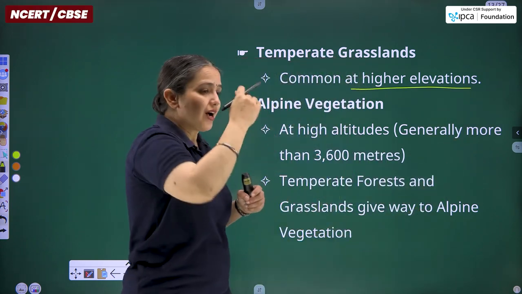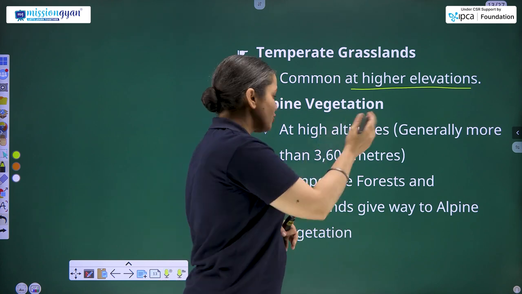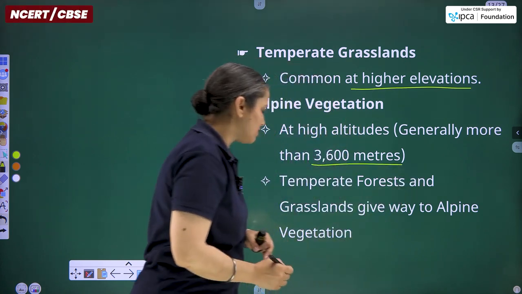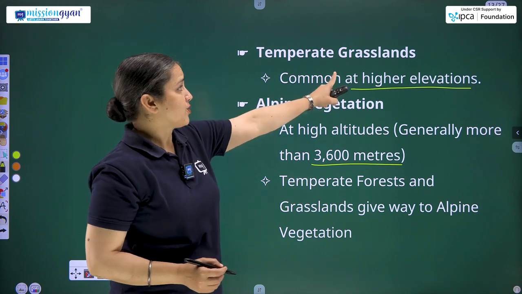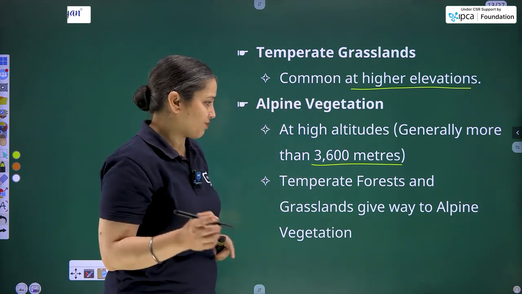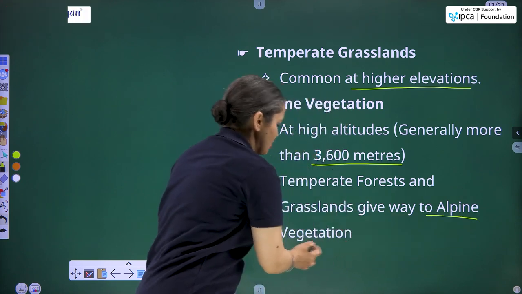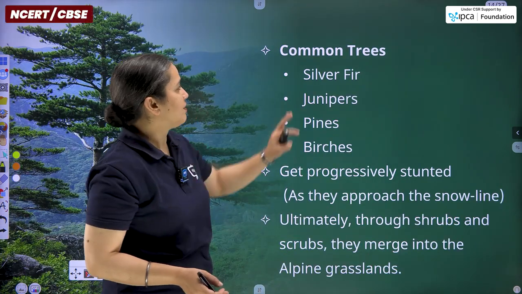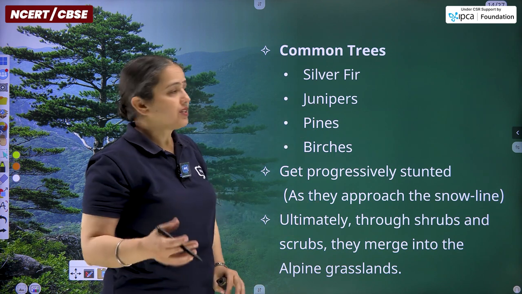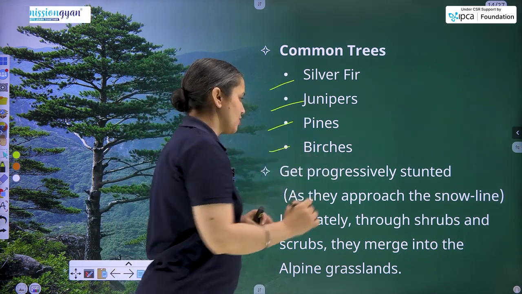After temperate comes the alpine vegetation at high altitudes, generally more than 3600 meters. The temperate forests and grasslands that we have discussed give way to alpine vegetation, and thereafter goes the tundra vegetation itself. Common trees found in these forests are silver fir, junipers, pines and birches.